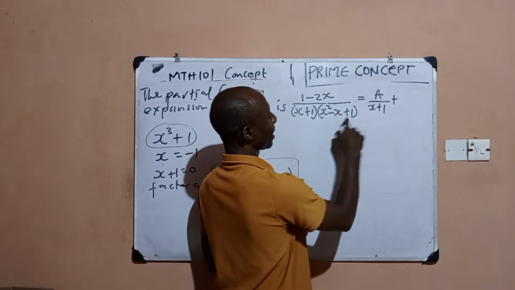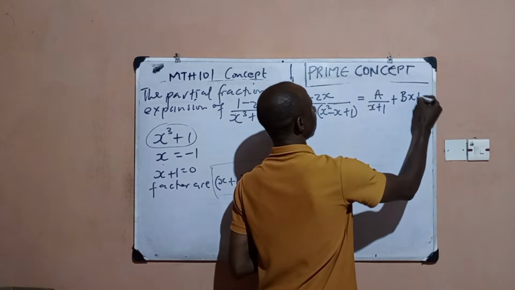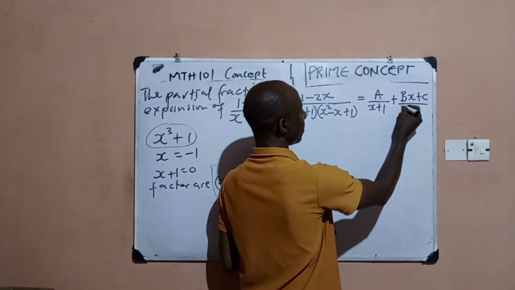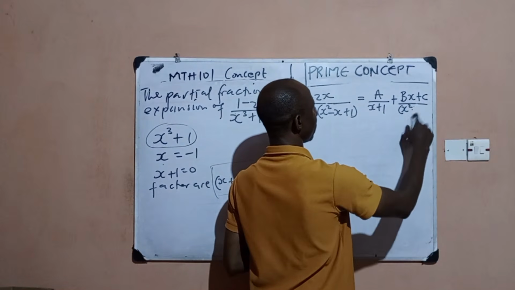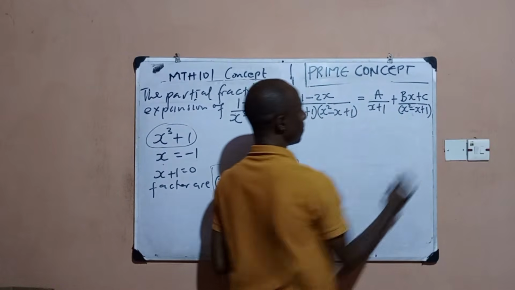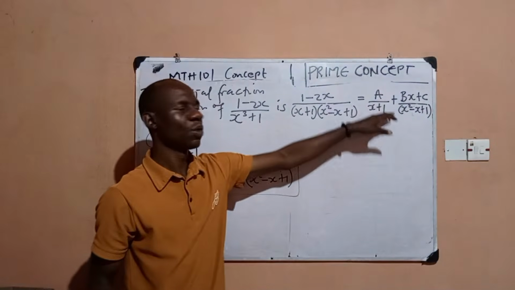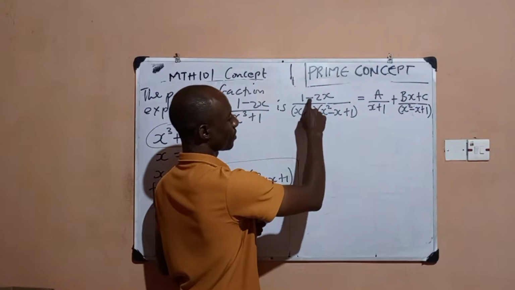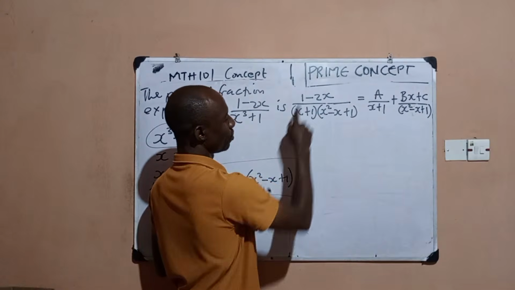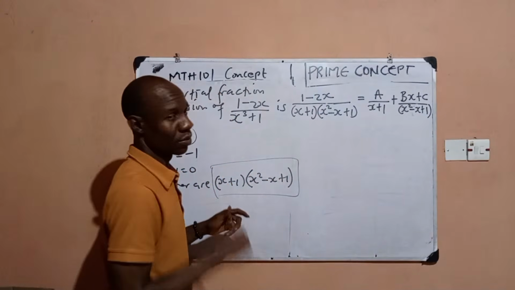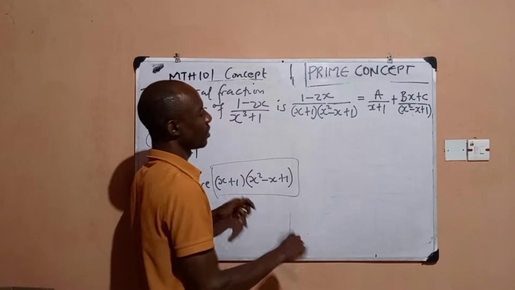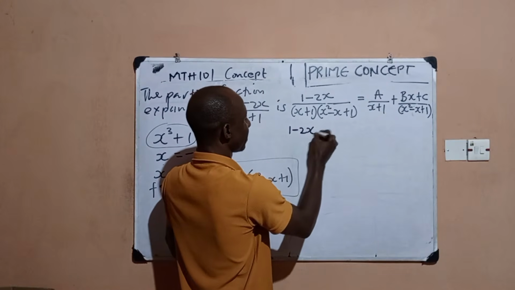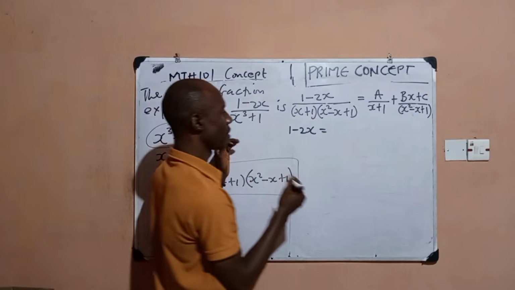So anytime you have quadratic, always say bx plus c. This is a linear form because this is quadratic. This numerator will be linear. So which is x squared minus x plus 1. So this is what we have. So we are now going to be working with this. The easiest thing to do from here is you can ignore your denominator. So our numerator is 1 minus 2x. I'm ignoring the denominator. That is how you solve it, so you don't waste too much time.